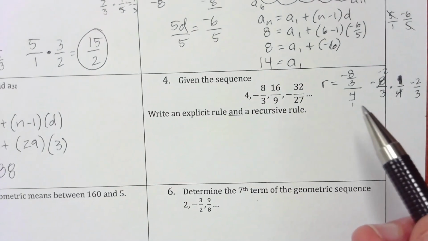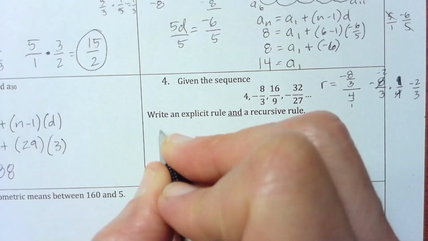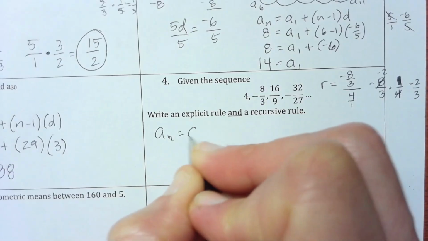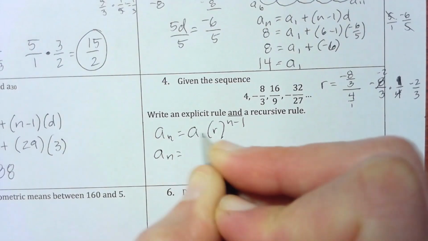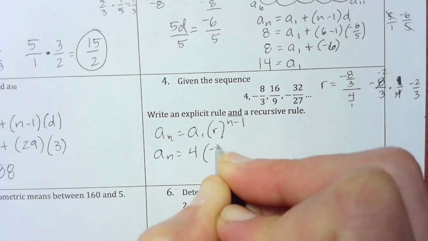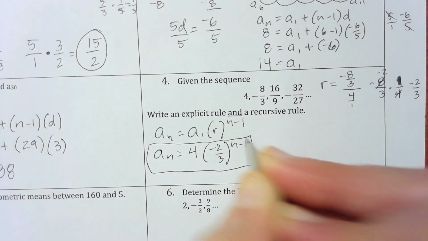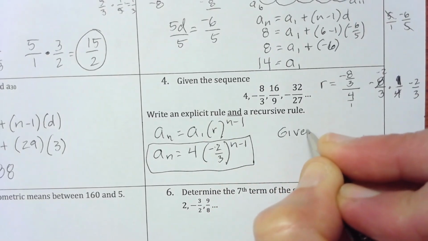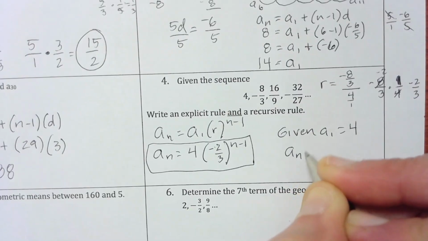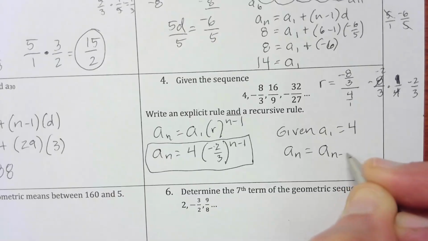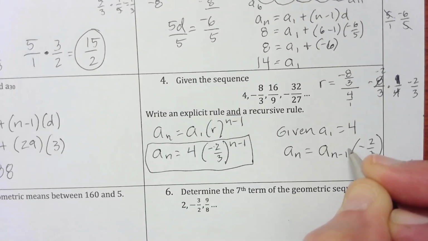All right. So now I can write an explicit rule and a recursive rule. This is geometric, so I'm working off of this. A sub n, first term goes here, R goes here, to the n minus 1 power. That's explicit. For recursive, I have to state what the first term is, and then say, okay, to find the nth term, take the previous term and multiply it by negative 2/3.